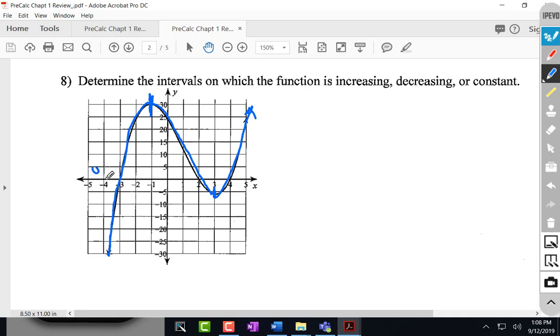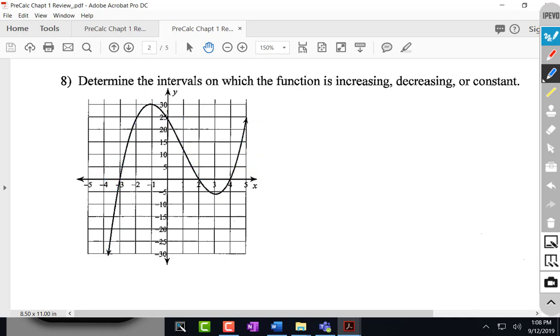So notice this is up. Up is where it's increasing, down is where it's decreasing, and then up again is where it's increasing. But I want to make sure I'm using my x values. This x value right here looks like it stops at -1, and then this x value right here stops at 3.